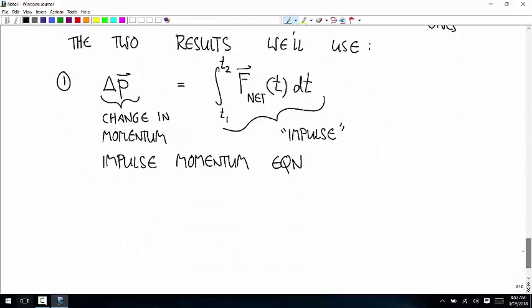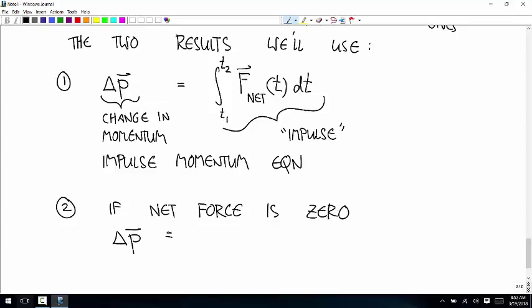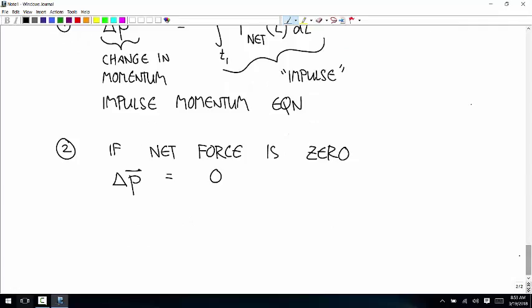And then the second way that we'll use this is if there's no net force, then the change in momentum is zero. And this equation is called conservation of linear momentum.